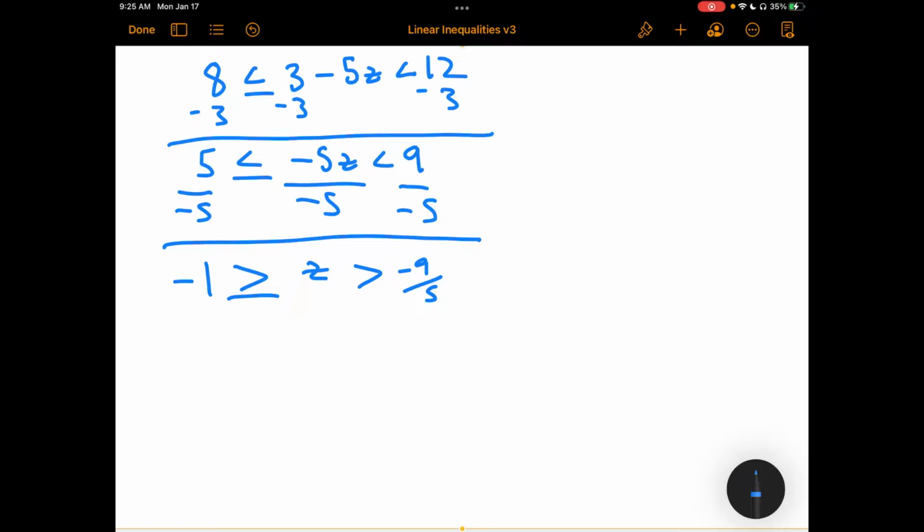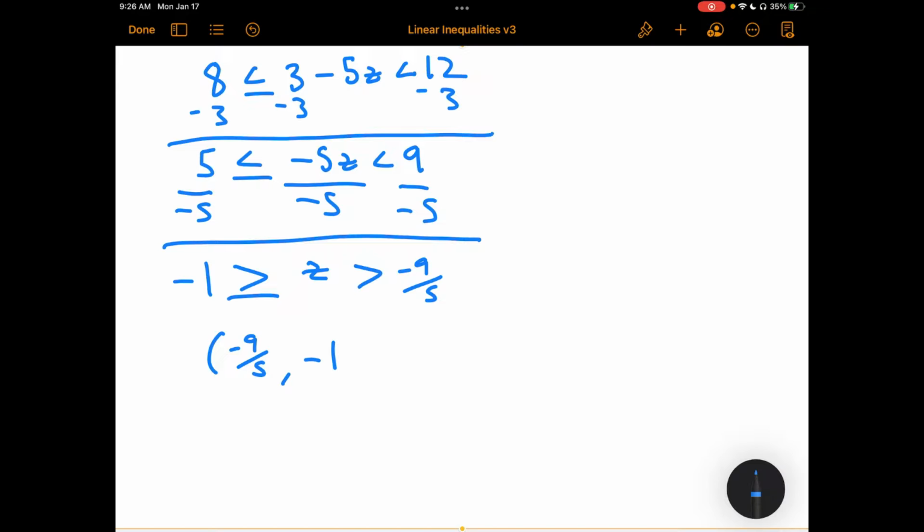So what I mean by that is I'm going to write it as negative 9 over 5 on this side and then negative 1 here, because on a number line, negative 9 over 5 comes before negative 1. If you divide that out, again, it gives you negative 1.8, which is smaller than negative 1. And so you want your smallest number on your left-hand side. In this case, I used the parenthesis for the negative 9 over 5 because I did not have an equal sign for that inequality. It was just the less than sign. So I left my parenthesis there: negative 9 over 5, comma, negative 1.